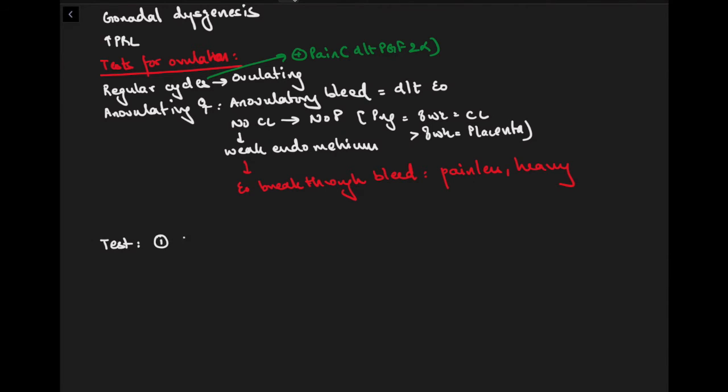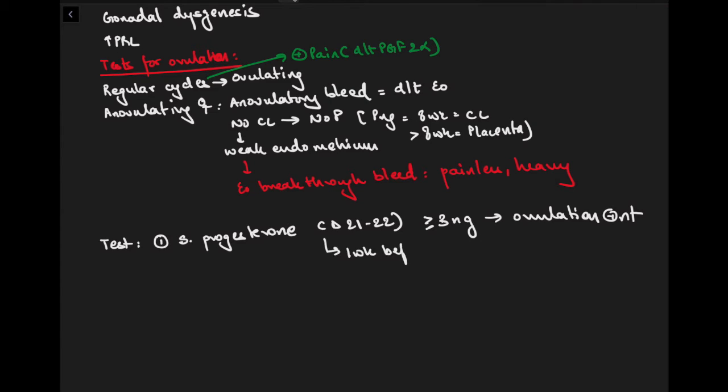The first one is serum progesterone. It is done on day 21 to 22 because at that time serum progesterone is the highest, and it should be more than 3 nanogram. This indicates that ovulation has happened. So when should it be done? Day 21-22, meaning 1 week before the menses.